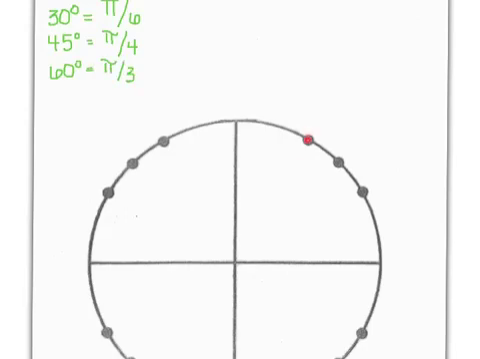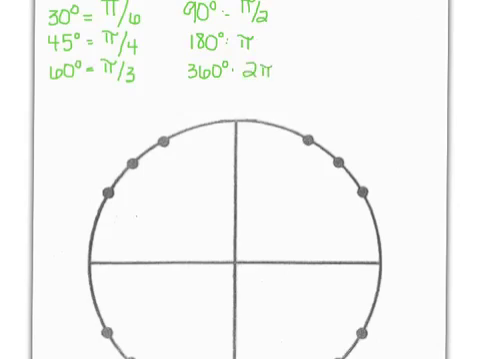Remember, the 60-degree mark was this one right here, and that's pi over 3. And if you were to count by 60s, this was pi over 3, this was 2 pi over 3, this would be 3 pi over 3, and you can count by 60s all the way around. 90 degrees is pi over 2. 180 degrees is pi, and 360 degrees is 2 pi.